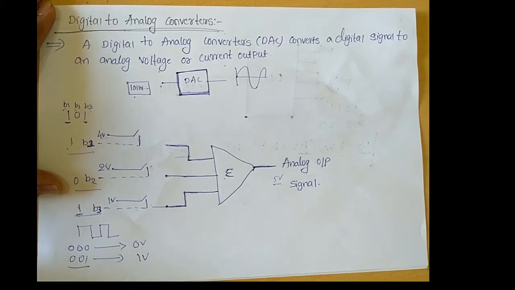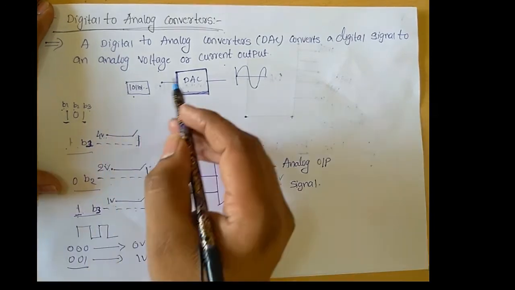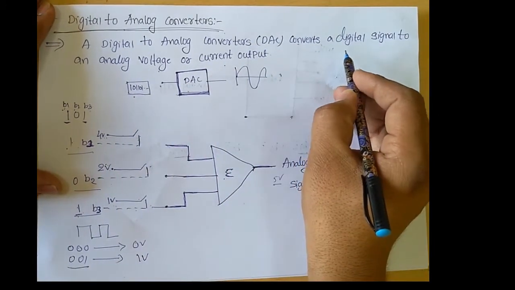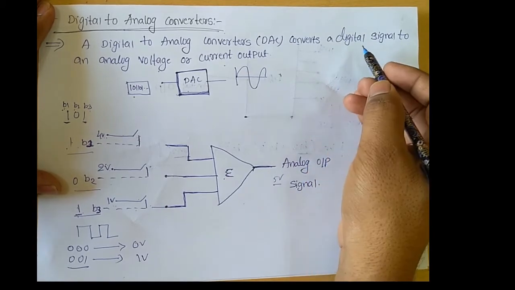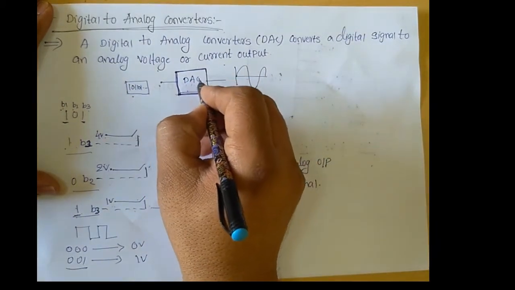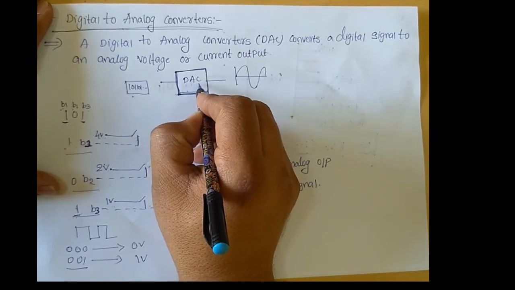Good morning to all. Today we are discussing digital to analog converters. A digital to analog converter converts a digital signal to an analog signal. That circuit is called a digital to analog converter circuit. For example, here we consider the digital to analog converter circuit.